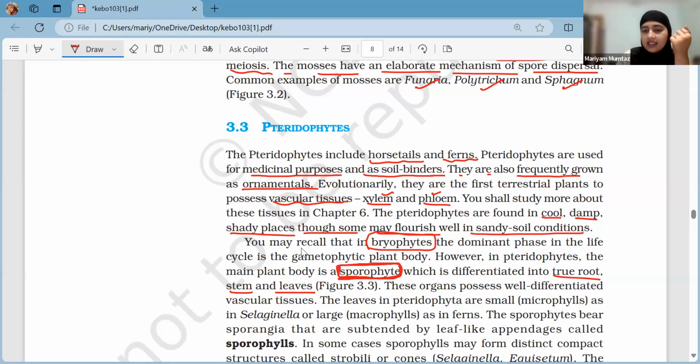Okay. And these organs possess well differentiated vascular tissues in them. Another name for vascular tissues is conductive tissue. If they ever ask you in terms of conductive tissue, you should know that they are talking about xylem and phloem.